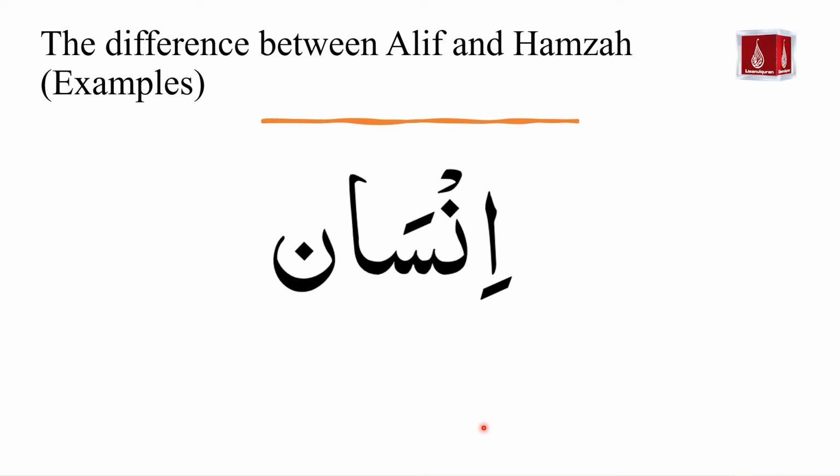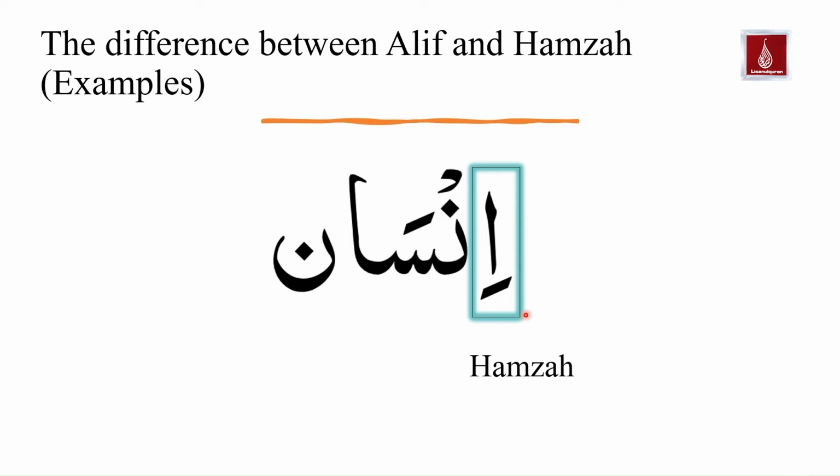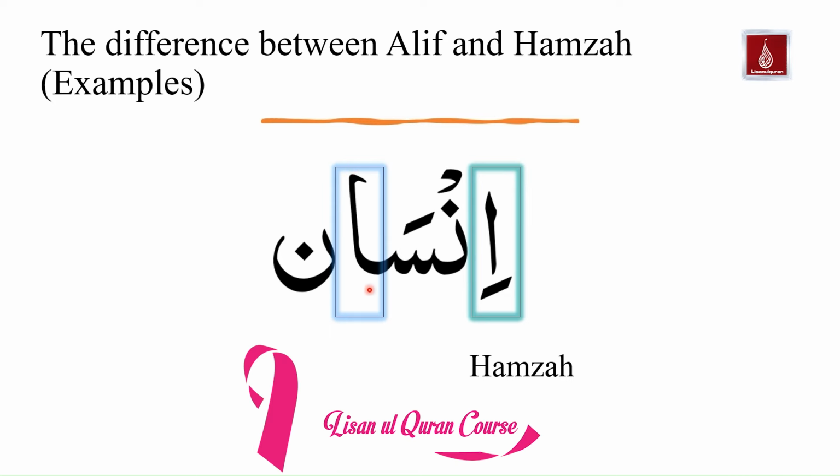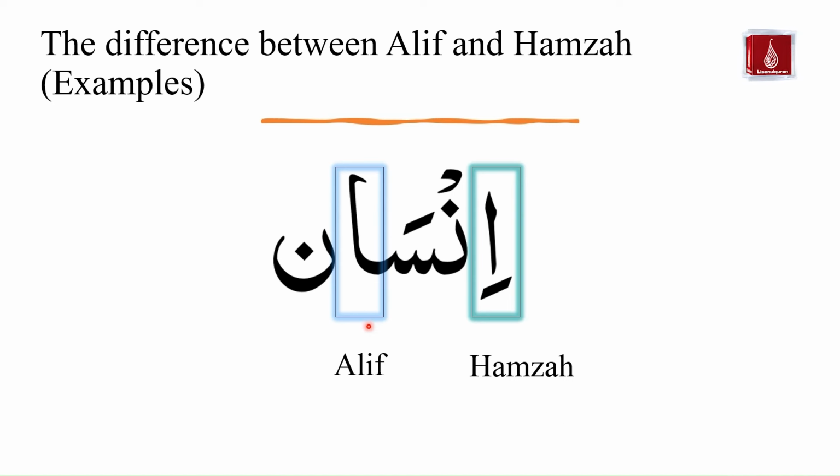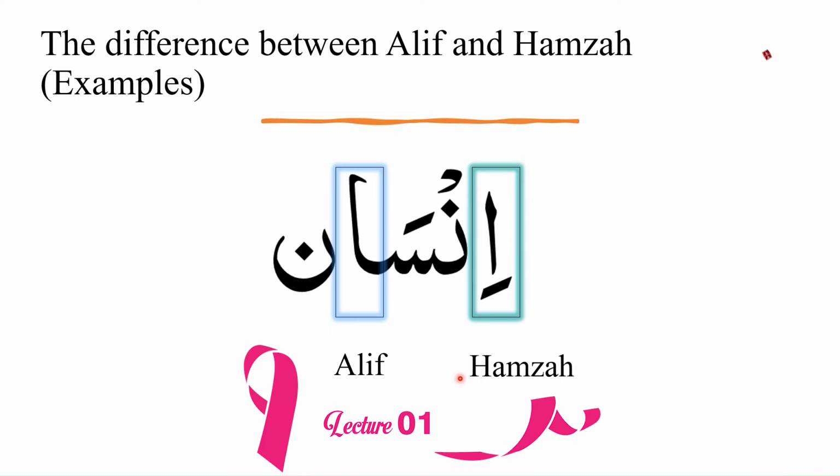Again, if we look superficially at the word insan, we might conclude that there are two alifs in insan. But looking closely at the first one, we notice the presence of zair, or a harakat, which makes this not alif, but Hamza. And the second alphabet has no harakat on top of it, no harakat below it, or no sukun on it. So this will be alif. Therefore, in the word insan, we have a Hamza and an alif.